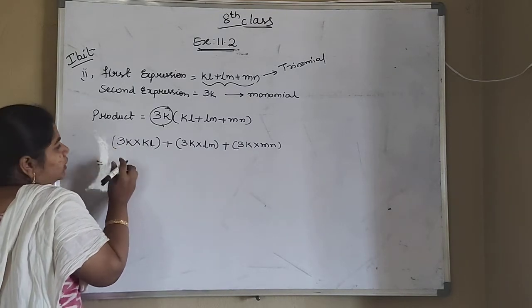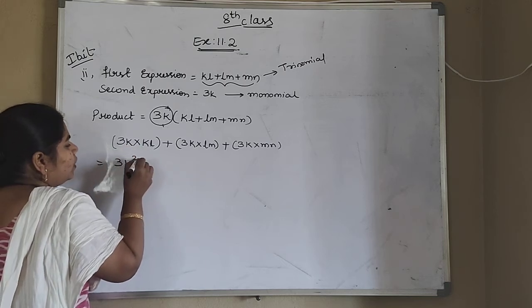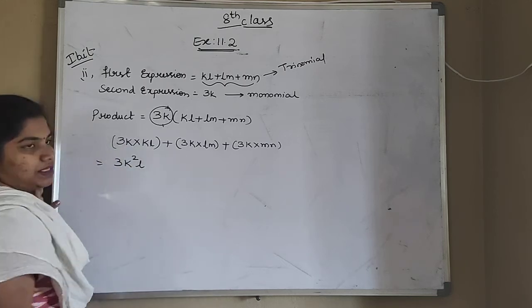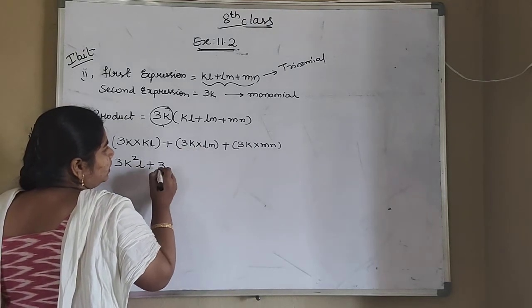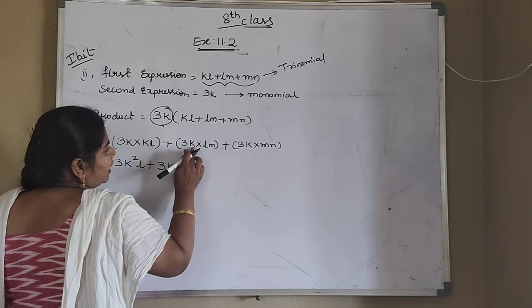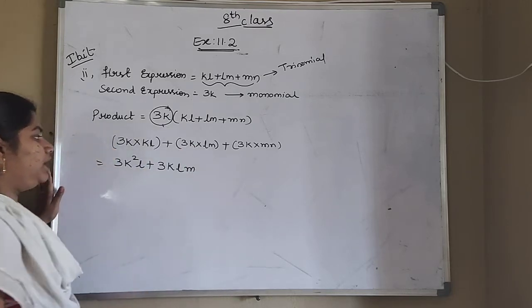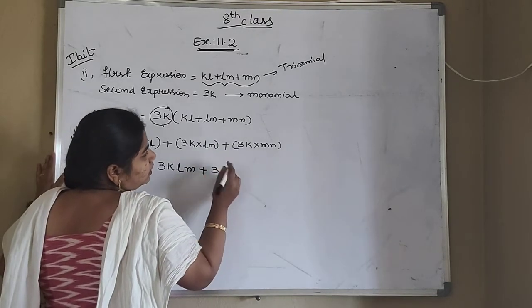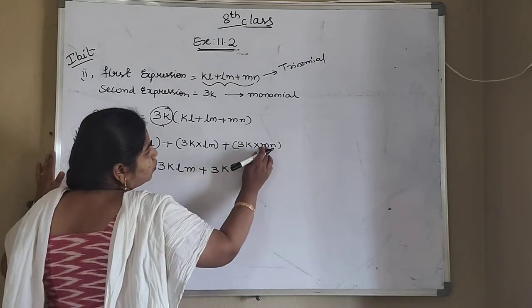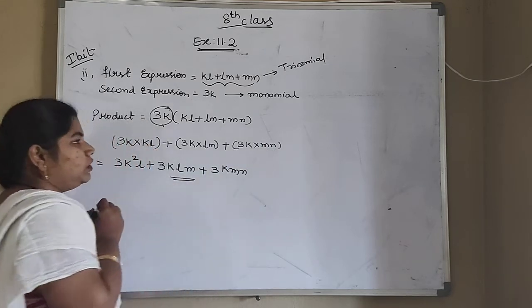3 is only a constant number, so write 3 as it is. K into K is K square. Only one L is there, you write as it is. Next, plus 3 into 1 will be 3. K, only 1 K, 1 L and 1 M. So that is 3KLM. Next, 3 into 1 is 3, so only 1 K, 1 M and 1 N. So this is our solution.